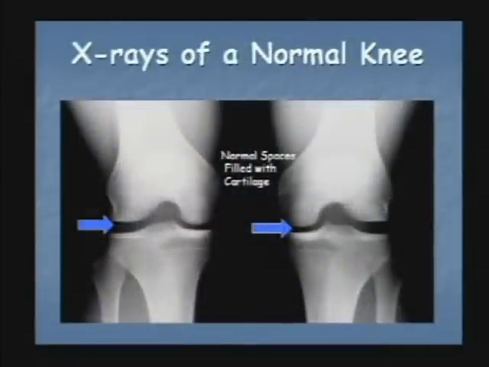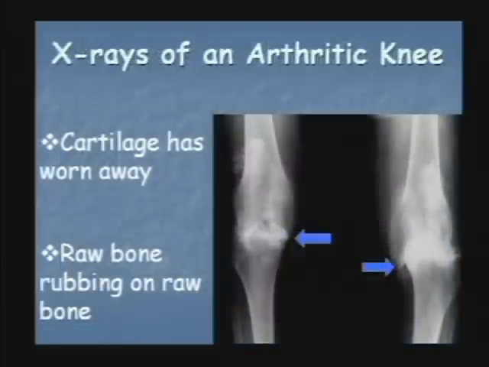Here is an example of the x-rays of a normal knee. As you can see, there are normal spaces between the femur and the tibia, which are filled with cartilage. These are the x-rays of an arthritic knee, which show that the cartilage has completely worn away and there is raw bone rubbing on raw bone. This is what causes the intense pain and swelling associated with arthritis. As you can see from these x-rays, the gap between the tibia and the femur is completely gone.